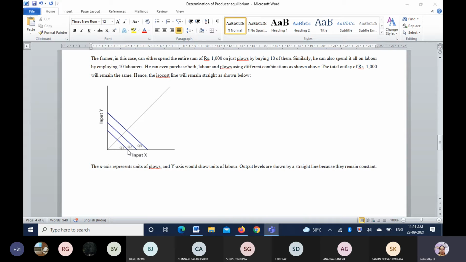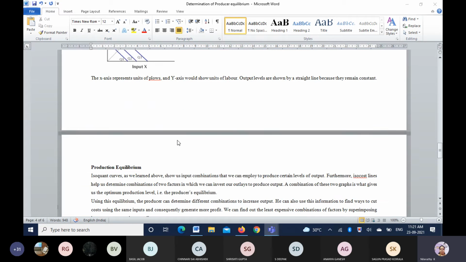So how to draw the isocost line? You can take two different inputs, and find the maximum limit if all of it is spent on one particular input, and the same amount if it is completely spent on another input. You can join those two extreme points, and you get an isocost line. So this isocost line is my investment capacity, or my limit. I cannot go beyond this limit. So that is the concept.